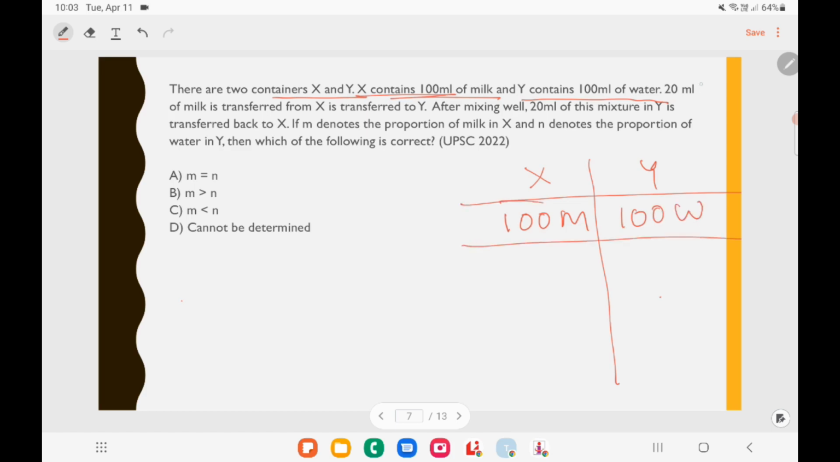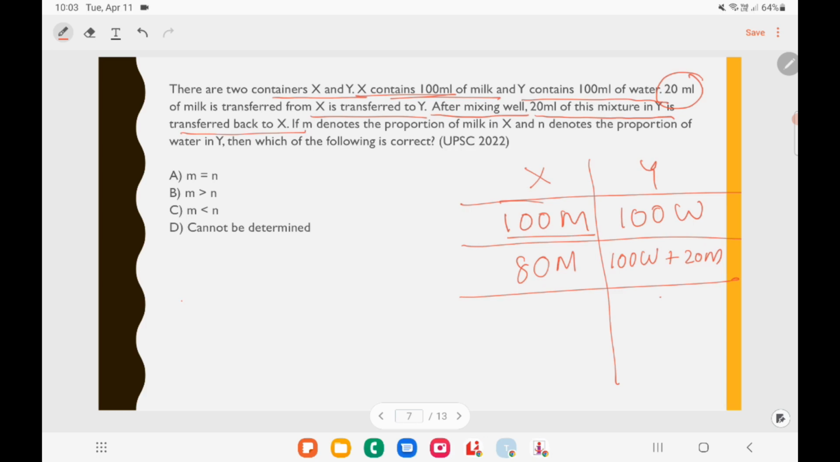Okay. Now what happened is that 20 ml of milk is transferred from X to Y. So X had 100 ml of milk. From that, 20 ml of milk is transferred to Y. So the amount of milk in X becomes 80 ml. So X is having 80 milk and Y was having 100 water. Now it also has 20 ml of milk. So now currently X is having only milk, but Y is having both milk and water. Now it is said that after mixing well, 20 ml of the mixture in Y is transferred back to X.